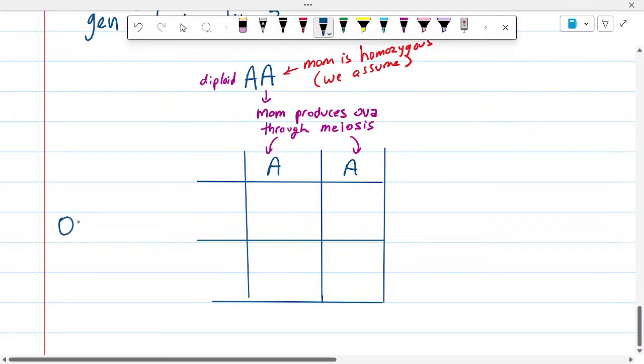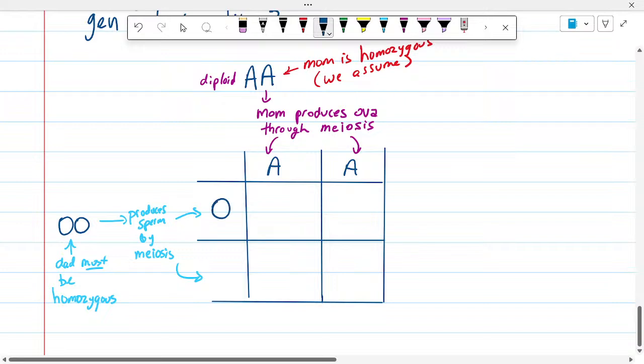Okay, what's the dad in this case? Dad is double O. Not very exciting. But we don't have to assume here, dad must be double O. Right? And we'll just say homozygous. And the reason you have to be homozygous to exhibit the recessive trait is because it's the recessive trait. So now, if he produces spermatozoa by meiosis, his sperm cells will either have big O or they'll have big O. Okay, not very exciting, but there we go.